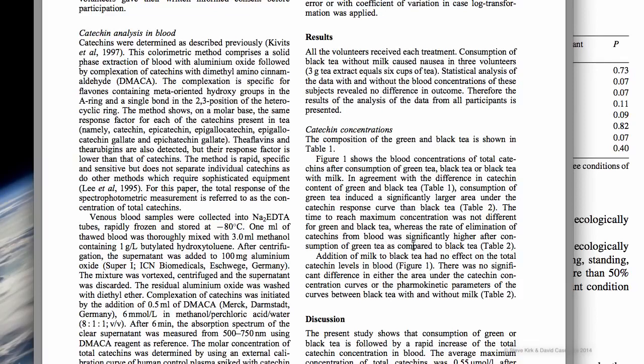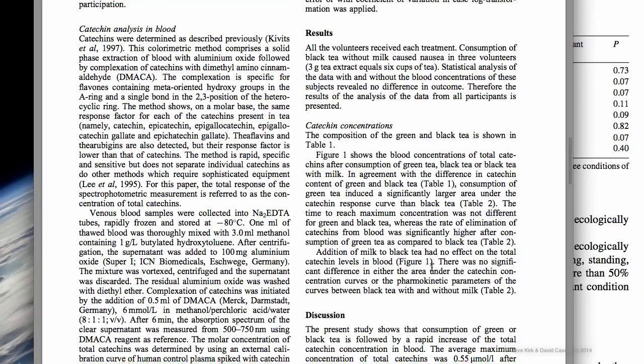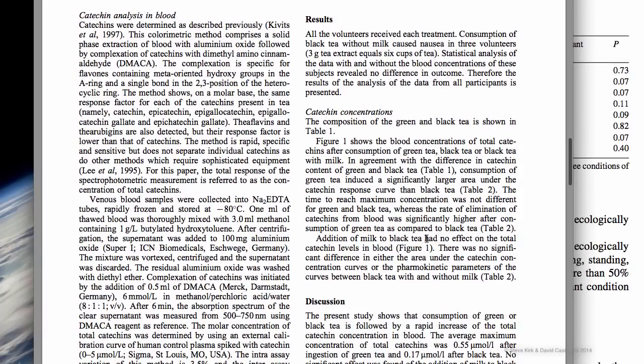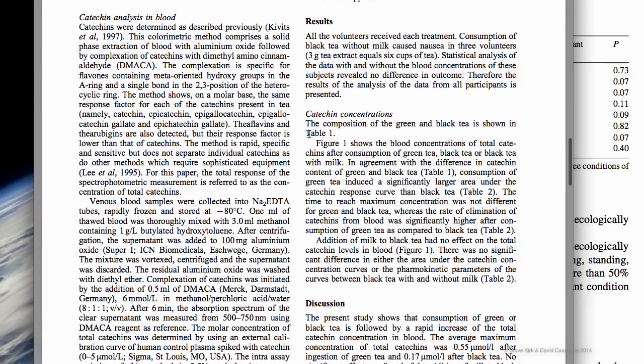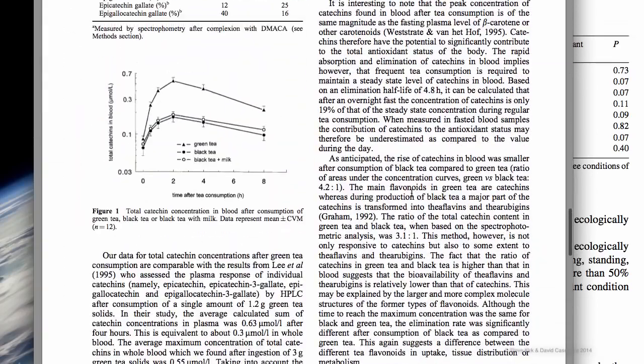Notice that not only things that were different were mentioned, like this significantly higher one, but also things that did not change. Okay, it was not different. Same thing down here. Okay, had no effect on the total catechin levels. Okay, and in the case of this results section, they have a table 1. Okay, they have figure 1, and they also have table 2, and those are shown later on.